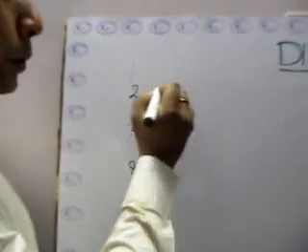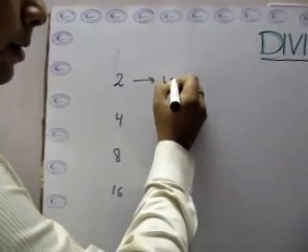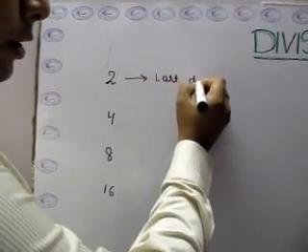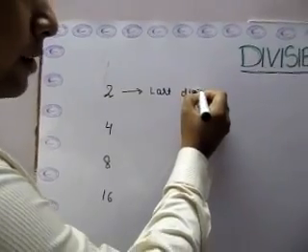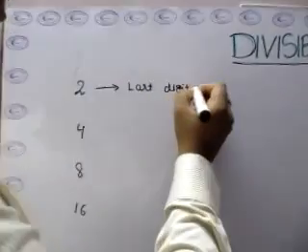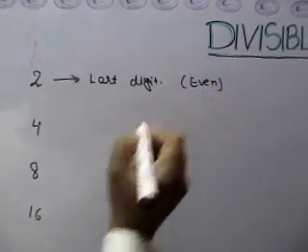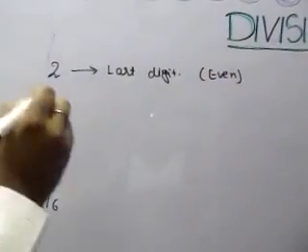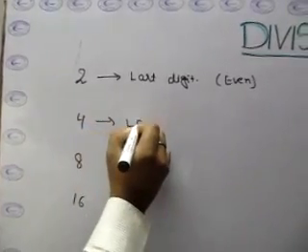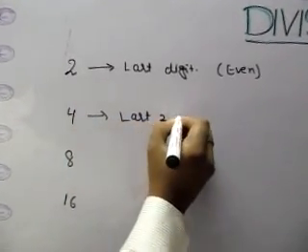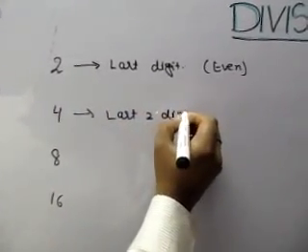Divisibility test of 2. If last digit of a number is divisible by 2, then number is also divisible by 2. In other words, if last digit is an even number, then that number must be divisible by 2. For 4, if last two digits of any number are divisible by 4, then number is also divisible by 4.